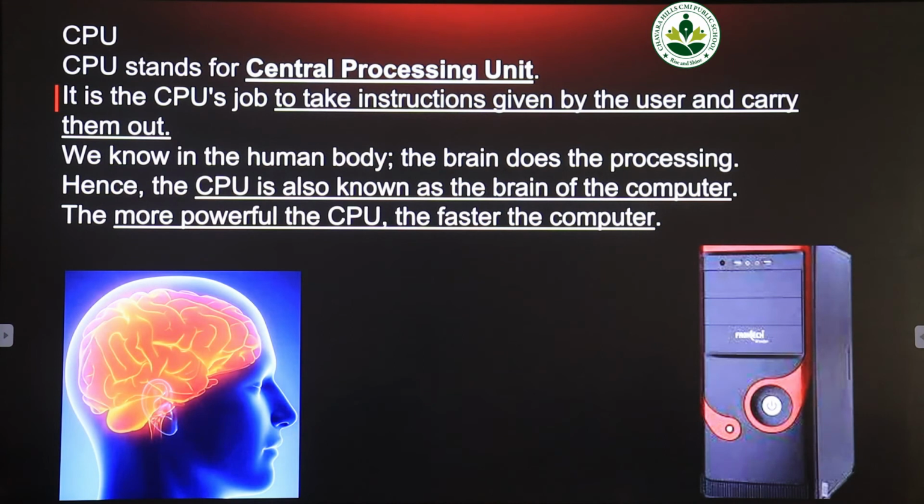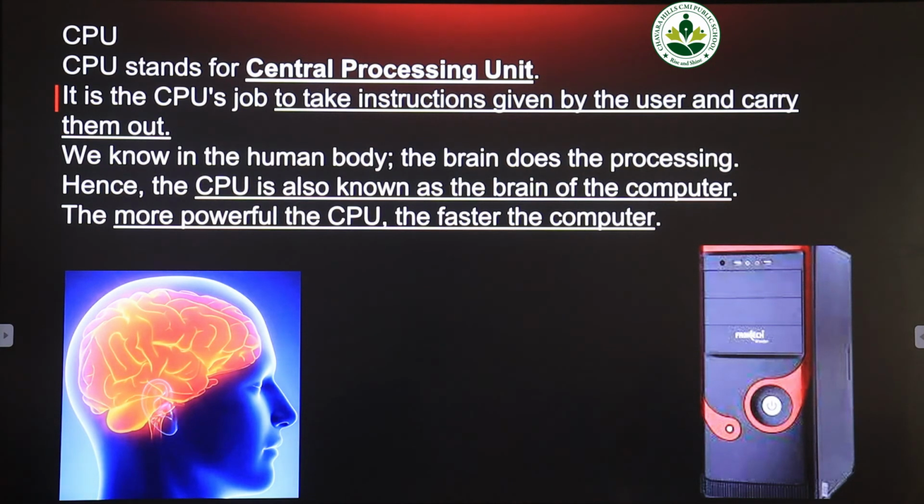We know in the human body the brain does the processing. So in the human body, the brain is performing all the processing or all the functions of the body. Like that, CPU is known as the brain of the computer. CPU means Central Processing Unit. The more powerful the CPU, the faster the computer. So if your CPU is more powerful, then your computer will be faster. That means the CPU can perform many functions, so your computer will be fast.